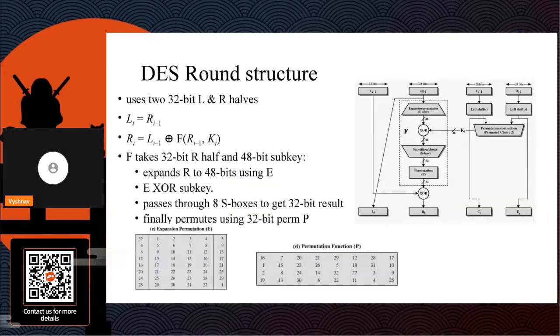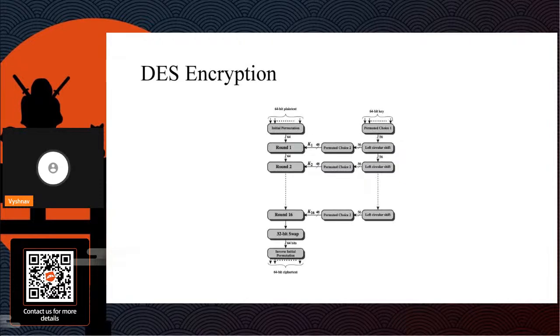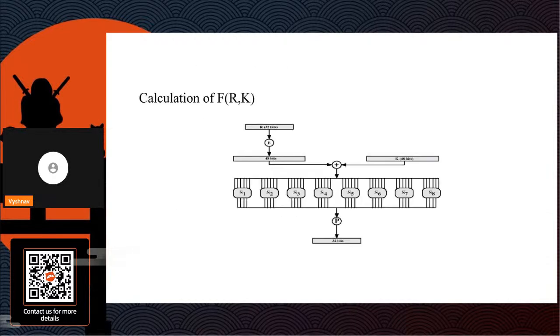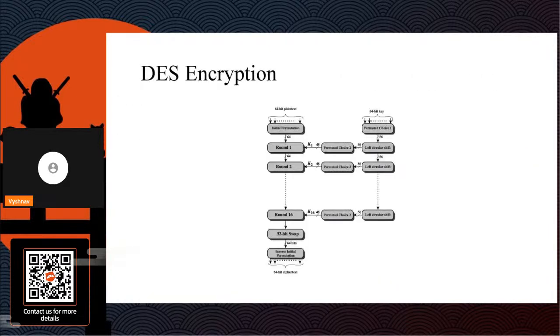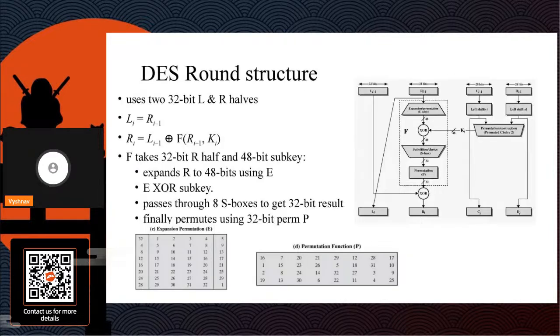Now the schedule of left shifts. There are 16 rounds in the DES algorithm. For the first round, the number of bits rotated is 1, so 1 bit is shifted to the left. For the second round, 1 bit is shifted. For the third round, 2 bits are shifted, like that. So the 64-bit key is reduced to 56 bits, these 56 bits are rearranged, and in each round the 56 bits are reduced again to 48 bits. Then we get the 48-bit key, which is XORed with the output of the expansion table to complete the process.